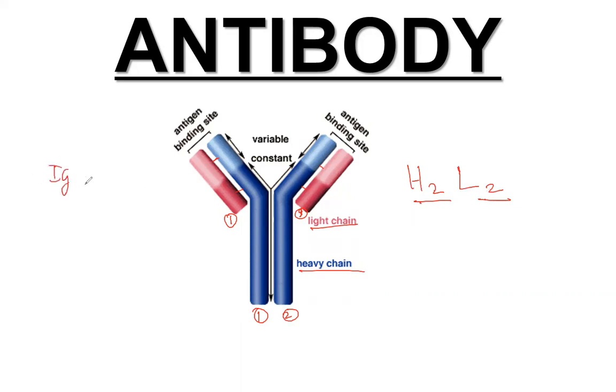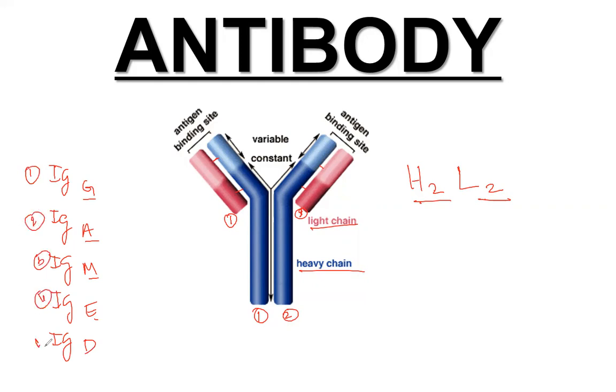What are the different kinds of antibody? Memorize this. IgG, IgA, IgM, IgE, IgD. If you write in this sequence, it's called GAMED. These are the different kinds of antibodies. There are five different antibodies. Remember, lymphocytes produce five different antibodies. This is the structure of a typical antibody. And you have to learn to draw this structure of the antibody.